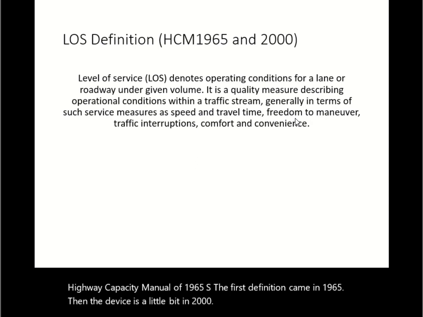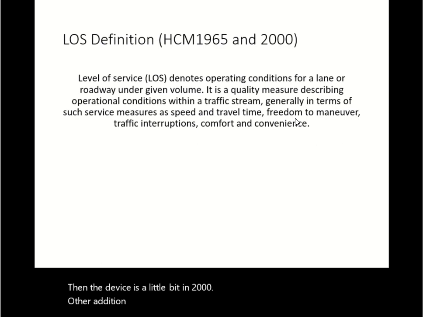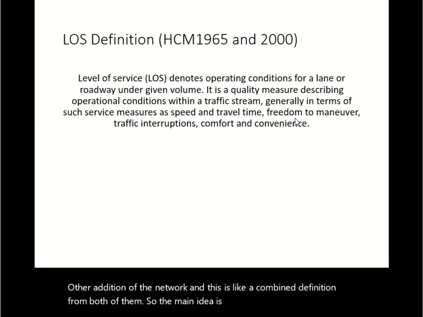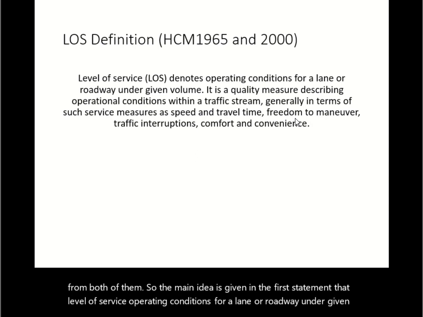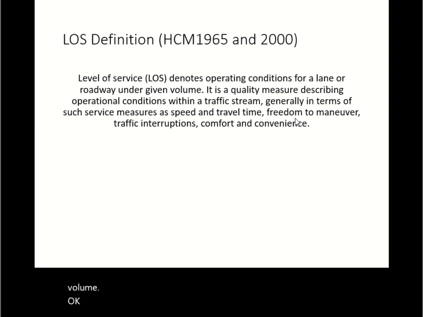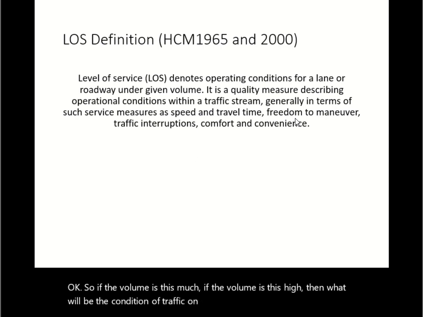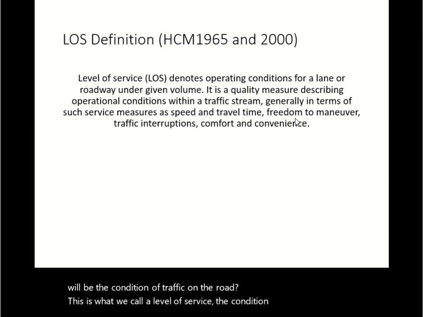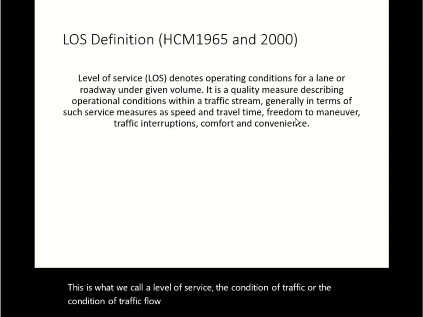The definition here is a combination from both editions of the manual. The main idea is given in the first statement: level of service denotes operating conditions for a lane or roadway under a given volume. So if the volume is this high, then what will be the condition of traffic on the road? This is what we call level of service, the condition of traffic flow at a given volume.